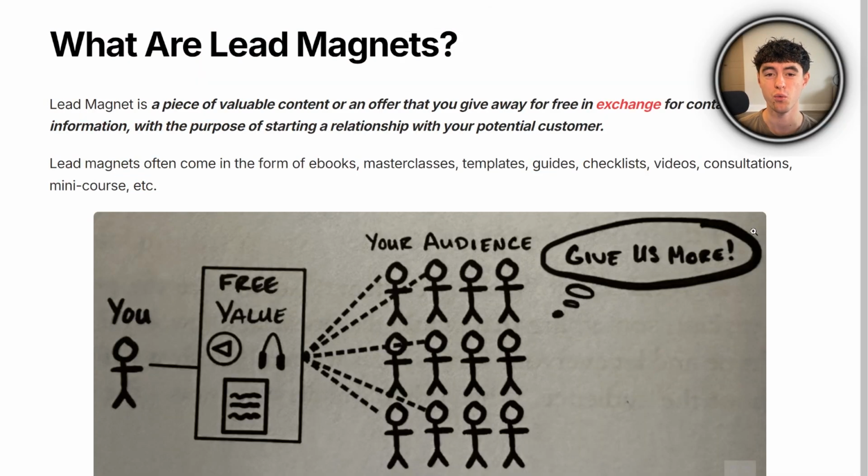So starting off, what actually are lead magnets? A lead magnet is a piece of valuable content or an offer that you give away for free in exchange for contact information with the purpose of starting a relationship with your potential customer. Lead magnets often come in the form of ebooks, masterclasses, scripts, guides, checklists, etc.